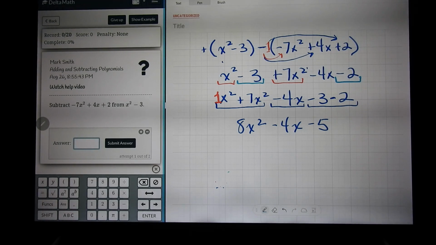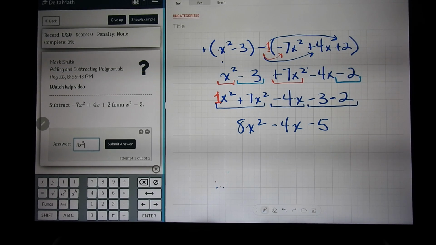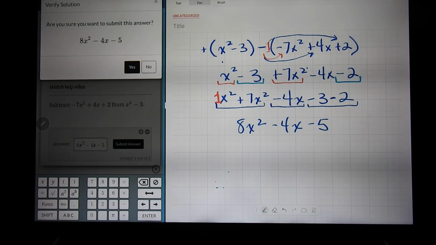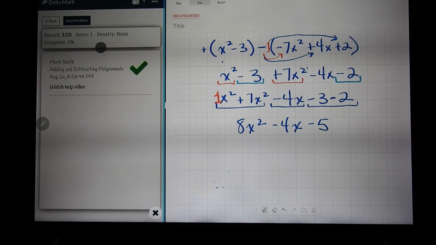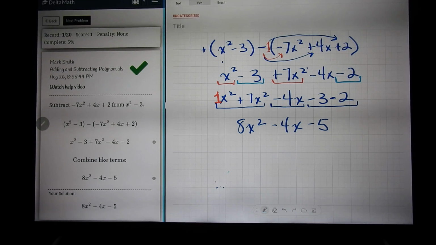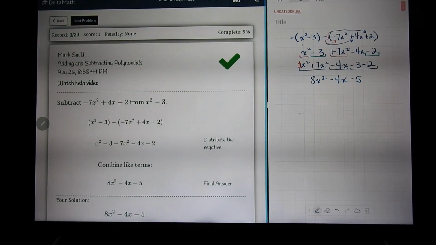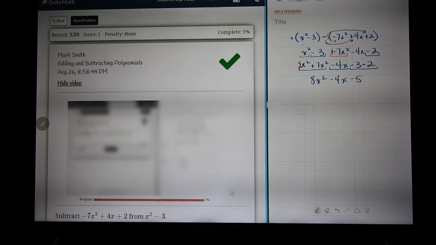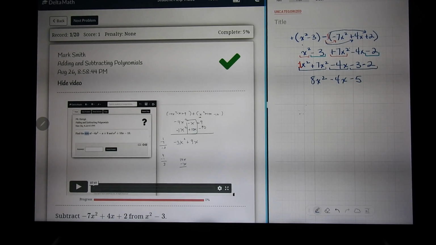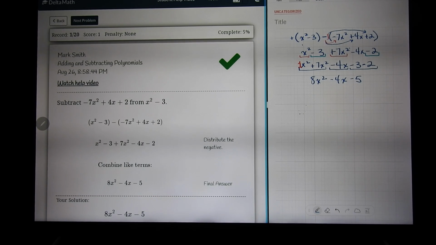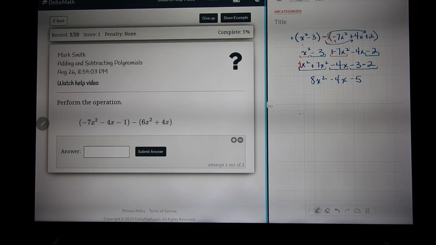So let's see if I can get this. In here, 8x squared, subtract 4x, subtract 5. Submit answer. Yes, that matches my answer, and we get a green check. Remember that they show you the solution here, and if you get this wrong and you're not sure why, you can always watch a help video when you're doing these. All right, let's do another problem.